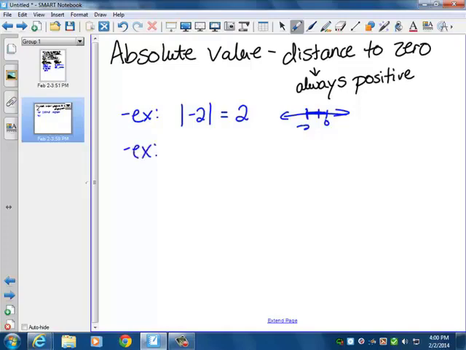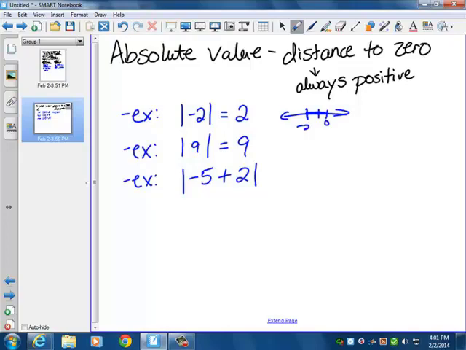How about absolute value of 9? That would be 9. Always going to be the positive. How about absolute value of -5 plus 2? So now I have to do something in the absolute value first. So first I have to do -5 plus 2, which I'm actually kind of getting ahead of myself.